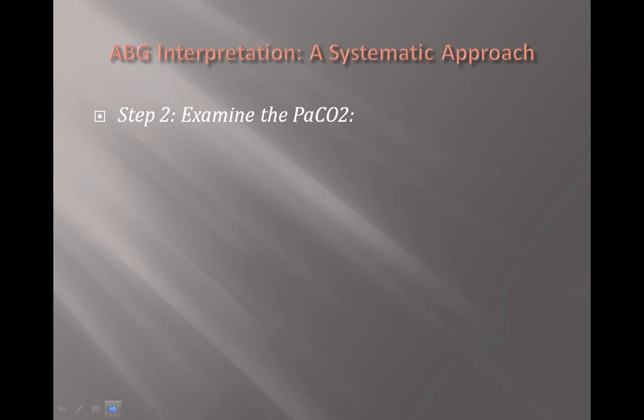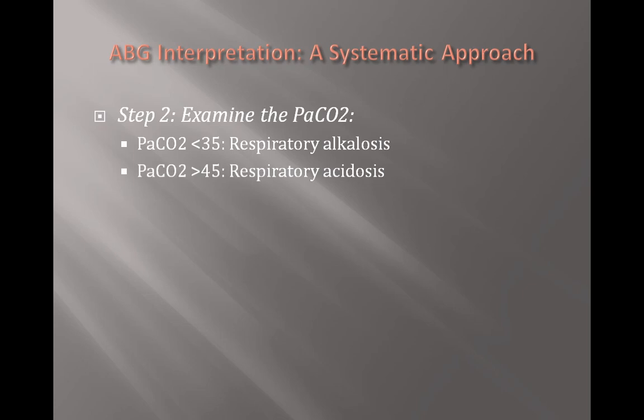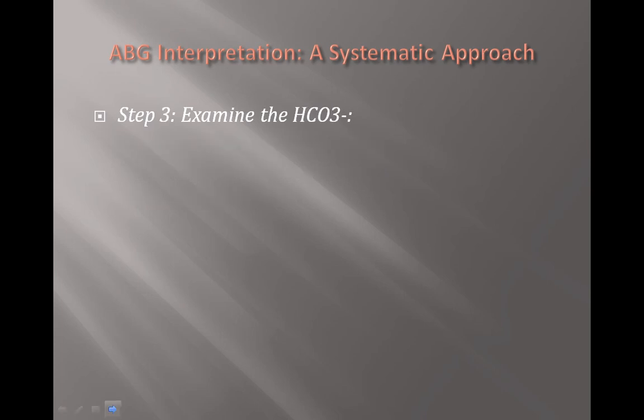The second step is to take a look at the partial pressure of carbon dioxide. Remember, this is an acid, so if the value is below 35, the effect will be a respiratory alkalosis. If the value is above 45, the effect will be a respiratory acidosis. While you're learning this approach, when you begin to use this process, it may be helpful just to label this parameter to support your interpretation.